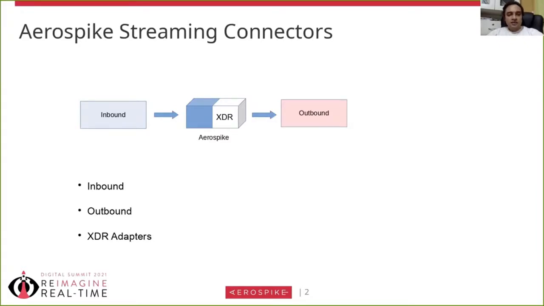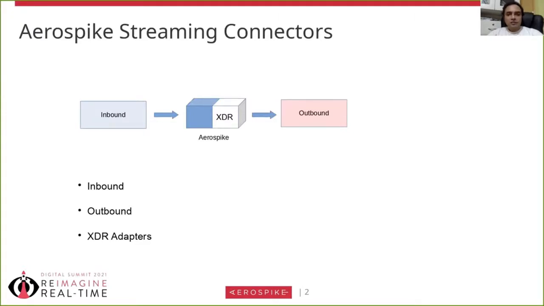So the connectors for Aerospike, the streaming connectors, are categorized as inbound connectors, outbound connectors, and XDR adapters. Inbound connectors allow you to stream changes or messages from external systems into Aerospike database. Outbound connectors allow you to stream changes made to an Aerospike database into third-party systems. XDR adapters are special adapters that adapt your Aerospike installation to more constrained deployment scenarios.